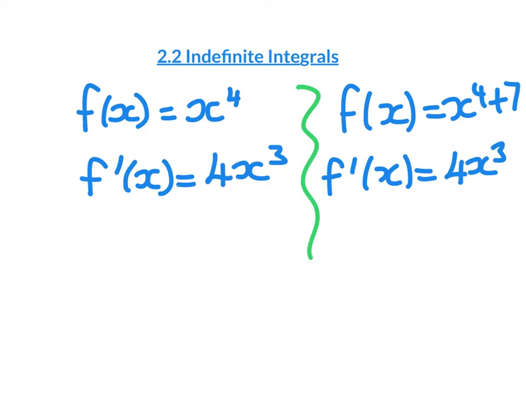If I'm going from the differentiated function and trying to work backwards to the original function, I have no way of knowing if this constant was there or not there, or how big it was. Is it positive, is it negative? So what I need to do is just consider the fact that there might be some constant there. And so we use the letter C to say that we know there's some constant there.